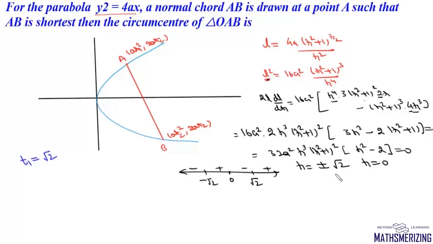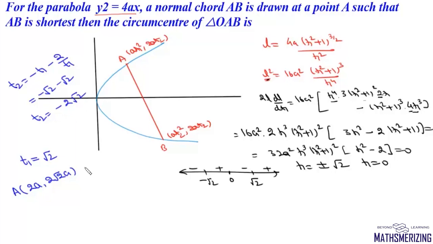So if the value of t1 is root 2, we can write this point A as (at1 square, 2at1). So it will be (2a, 2 root 2 a). Now we'll write this point B. Now we know that relationship between t1 and t2 is t2 equals minus t1 minus 2 upon t1. So we'll put t1 as root 2. We'll write minus root 2 and then minus root 2. So actually value of t2 is minus 2 root 2.